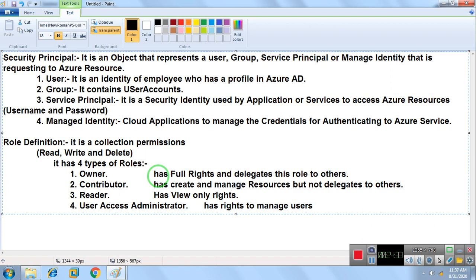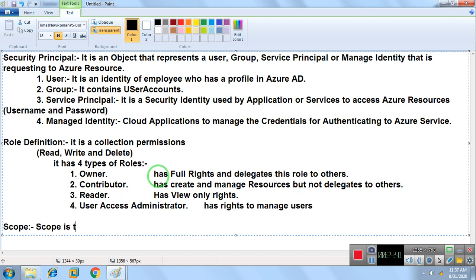Now the last thing we need to understand in this session is scope. What is scope? Scope is the set of resources that the access applies to, for users or groups, or we can say security principal, managed identity, all the stuff.